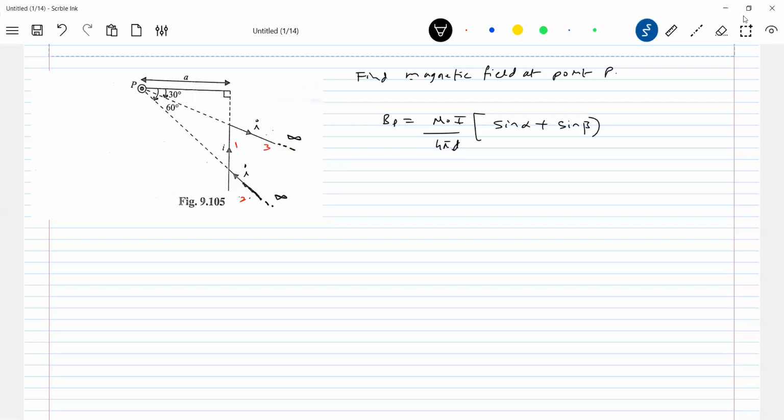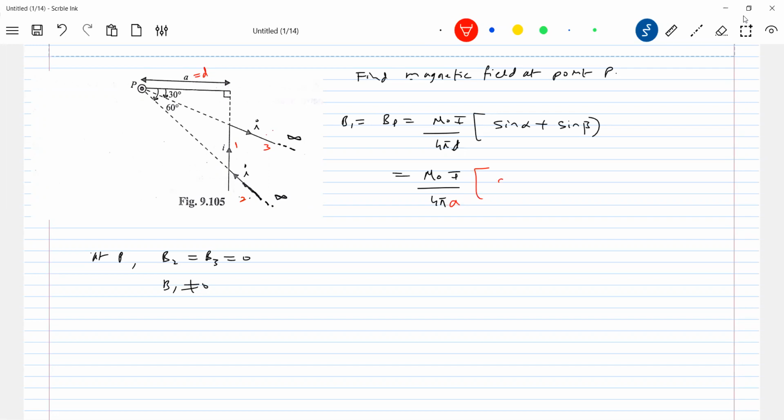So what should be the field? The field at P due to B2 and B3 should be 0. Means due to 2 and 3. Only due to 1 it will be non-zero, and that we are calculating now. So mu naught. The perpendicular distance, I think the formula according to this, what is the perpendicular distance? This a will become equal to d. That a will become equal to d, so write 4 pi a.